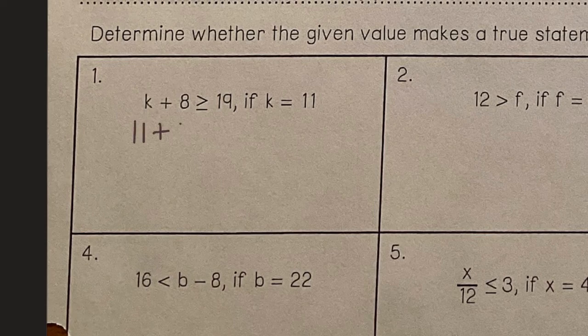11 plus 8 is greater than or equal to 19. Okay, I'm going to solve this part right here. 11 plus 8 is 19, and we're saying that 19 is greater than or equal to 19. Well, that would be true because 19 is equal to 19. It may not be greater than, but it is equal to. So this would be true.